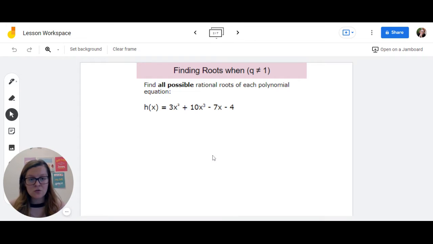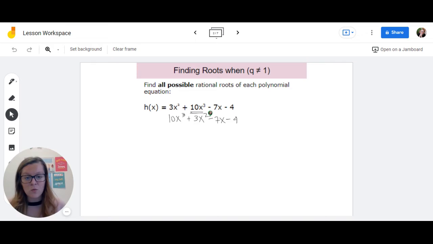All right, so let's go through an example when our q value is not equal to 1. It's asking us to find all possible rational roots of each polynomial equation. This one, I want us to look really closely before we label p and q. Notice that it is not in standard form. This guy should be in front in order to be in standard form. So really, this should be 10x cubed plus 3x squared minus 7x minus 4.